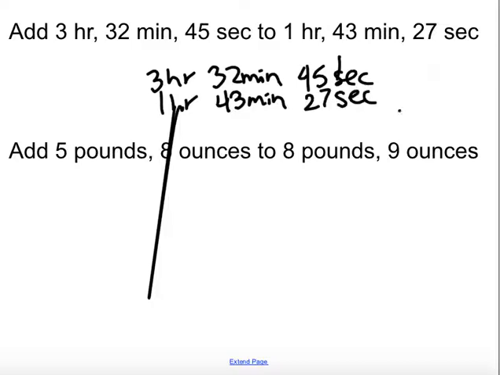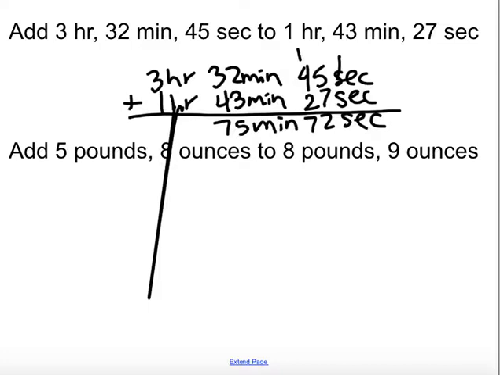All right, so we need to add these up. So let's start with the smallest bit. So the seconds, 45 and 27 makes 72. In our minutes, we have 5 and 7, 75 minutes, and we have 4 hours. Once again, we're not going to keep it like this. We need to convert the 72 seconds and the 75 minutes.